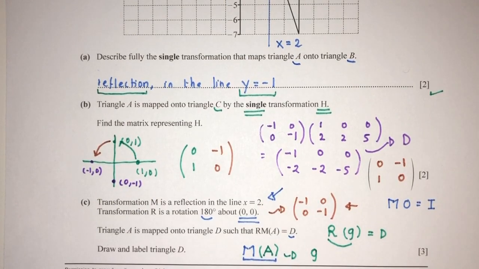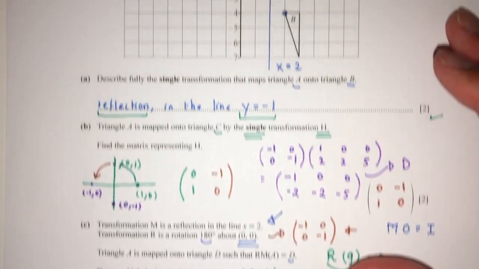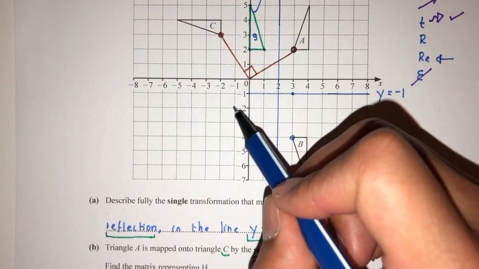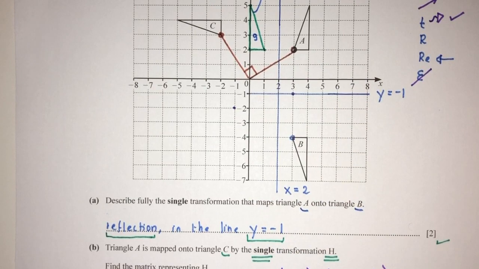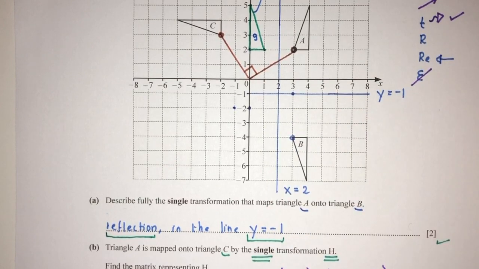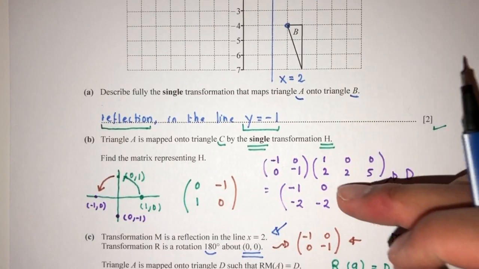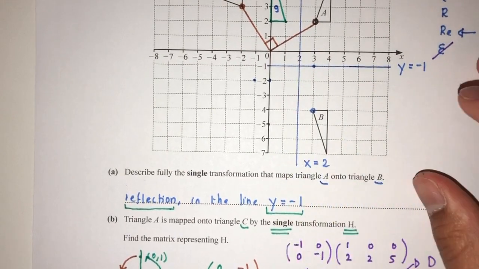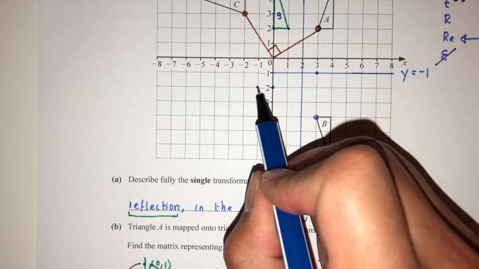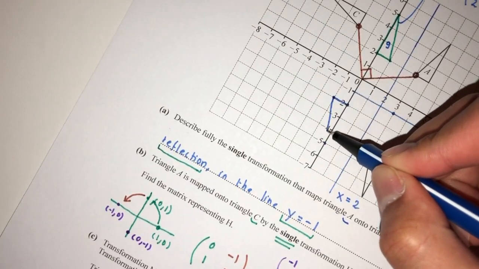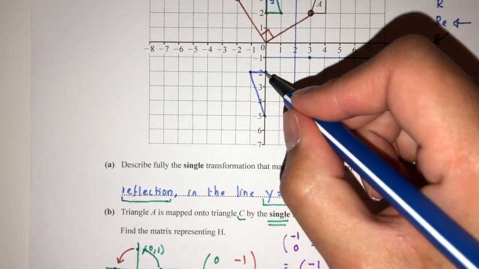Let's draw this on the diagram. So (-1, 2), so (-1, -2), sorry. (-1, -2) will be here. And then we have (0, -2). That should be here. And then we have (0, -5). That should be right here. So joining these points, you can see that we will have the triangle D.